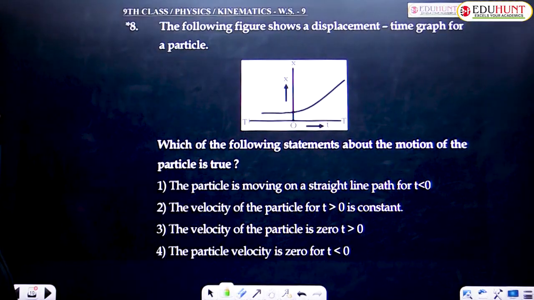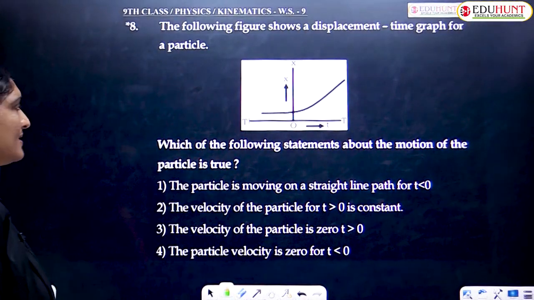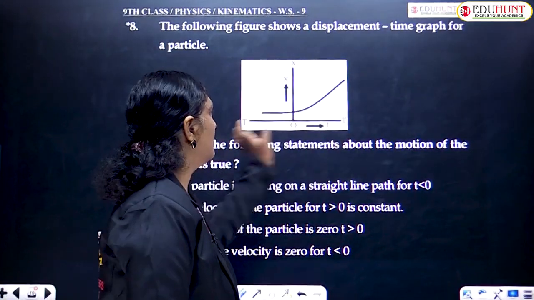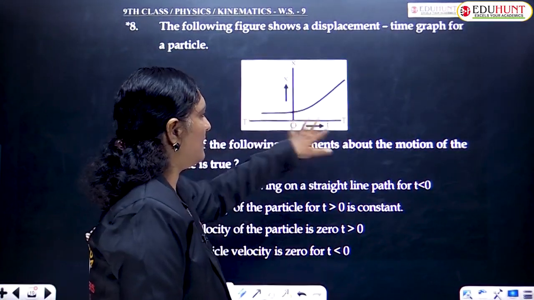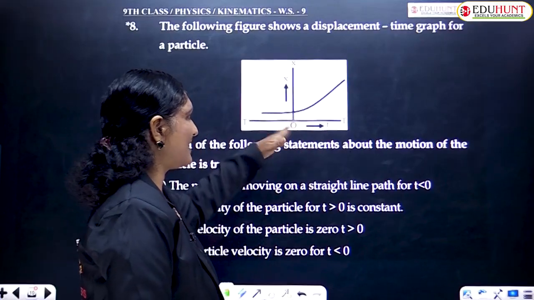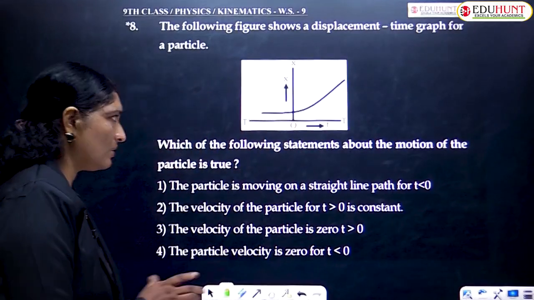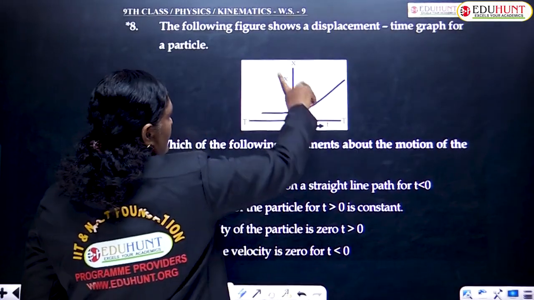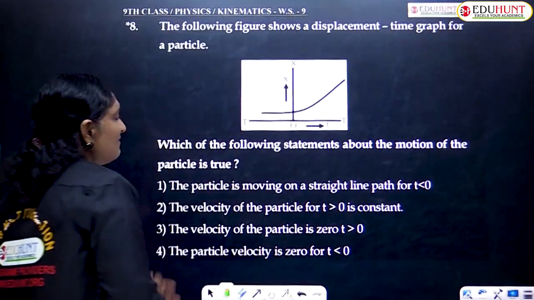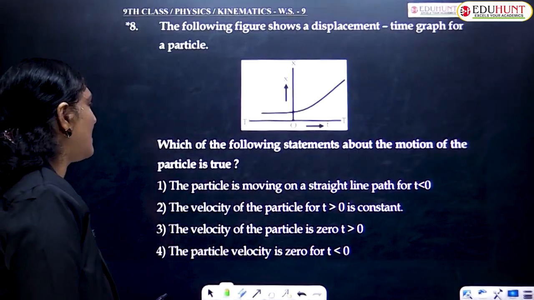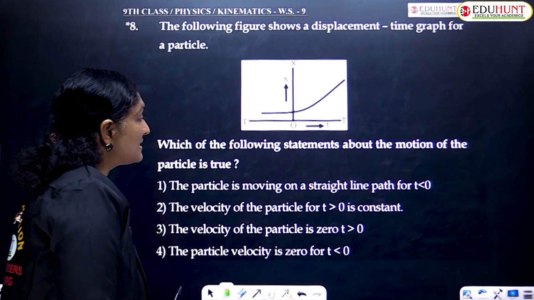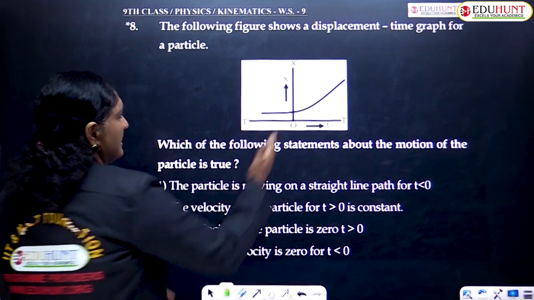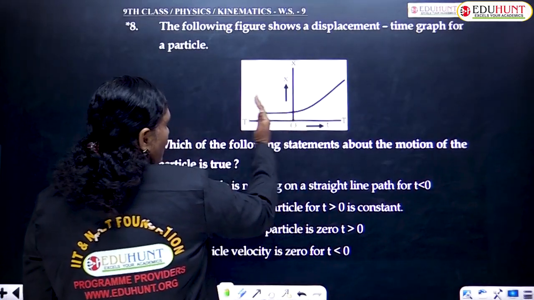Next question, children. The following figure shows a displacement time graph for a particle. Yes, displacement time graph. Even though the time was given like x-axis, y-axis, negative x-axis, something like that, whatever it is, time passes on. This is a displacement time graph for a particle. Which of the following statements about the motion of particle is true? The particle is moving on a straight line path for t less than 0.